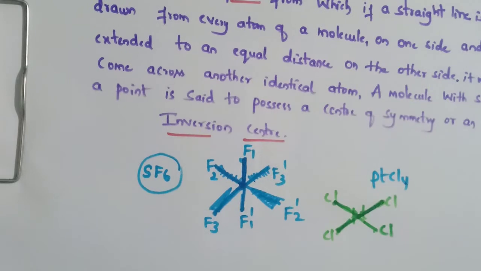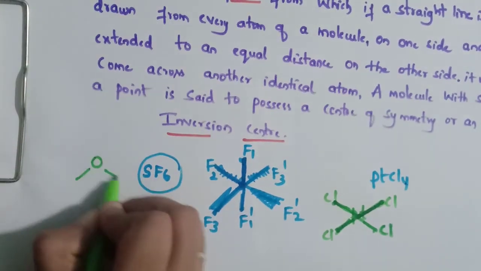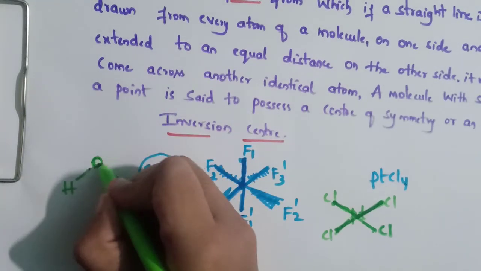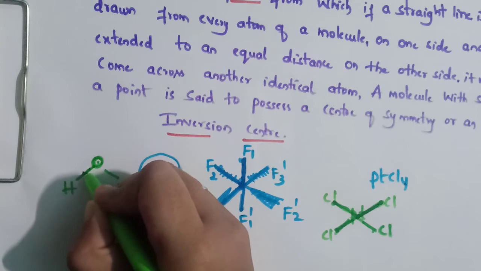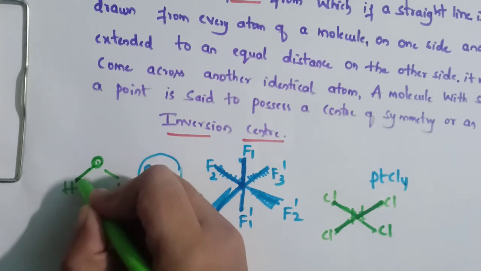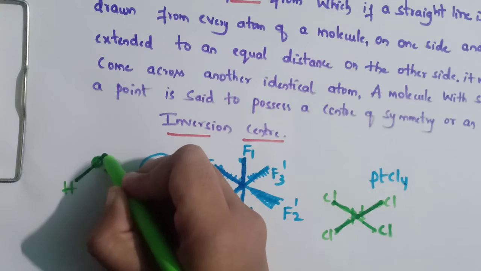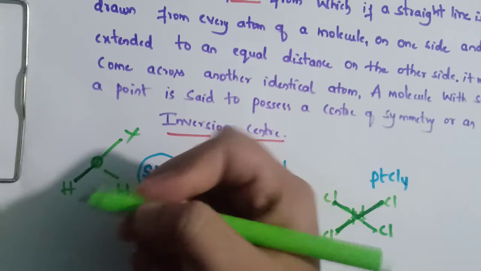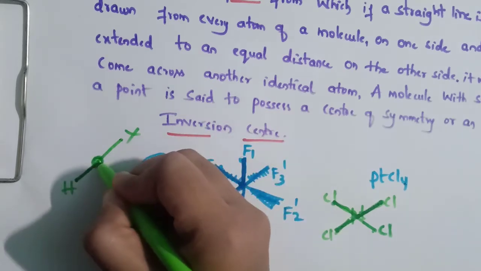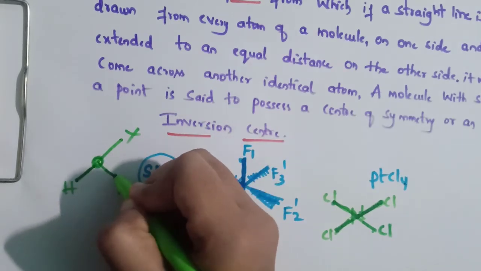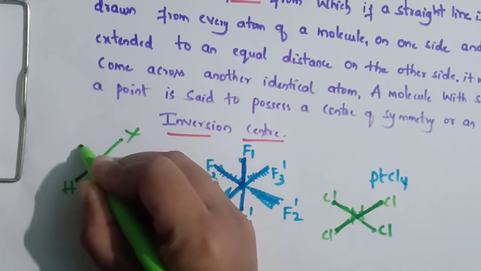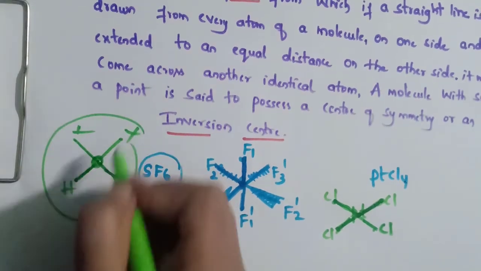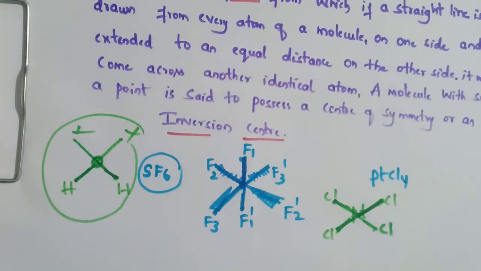Now let's consider H2O. Here is a point in the molecule and we extend a line like this. If we extend the straight line in the opposite direction, we do not meet any atom, and not an identical atom. And in the opposite direction, if we extend this line, we will not meet any identical atom. So this molecule does not have a center of symmetry or inversion center.